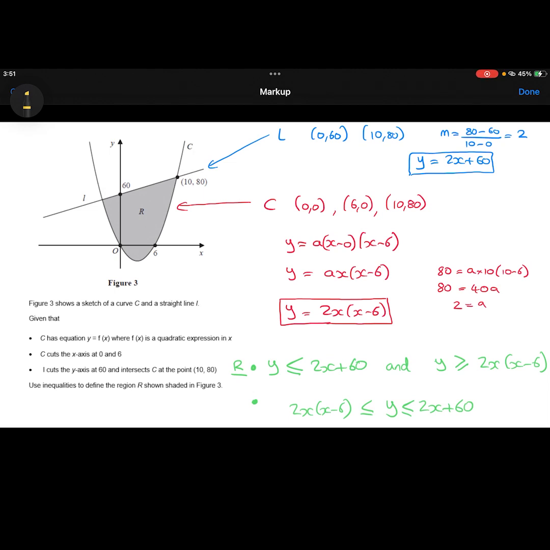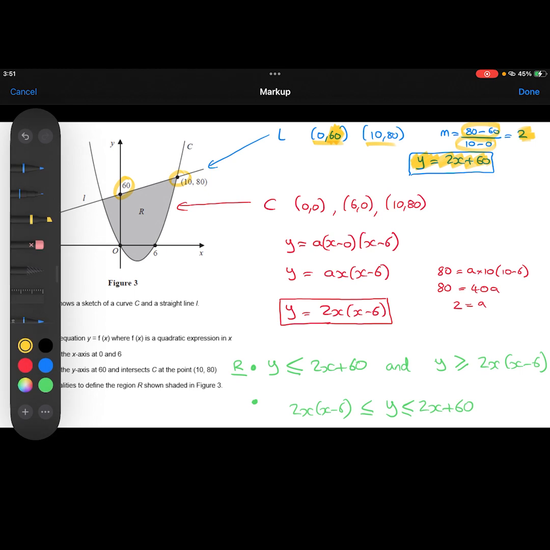The line is going through the points 0, 60 and 10, 80. So I can work out the equation of that line by working out the gradient, which will be the change in the y divided by the change in the x. So the gradient of that line is 2. I can already see that the y-intercept is 60. So we get the equation y equals 2x plus 60. That's the equation of the straight line.